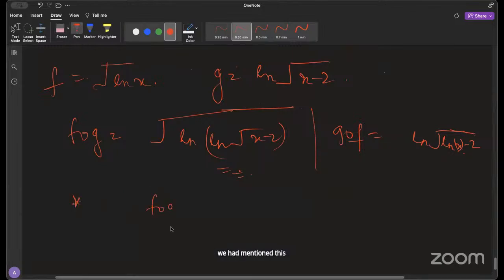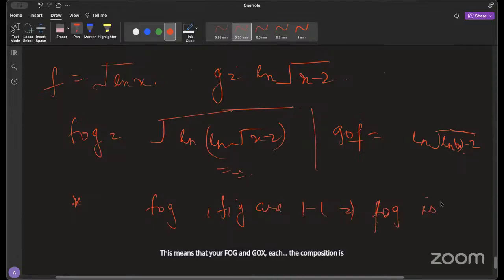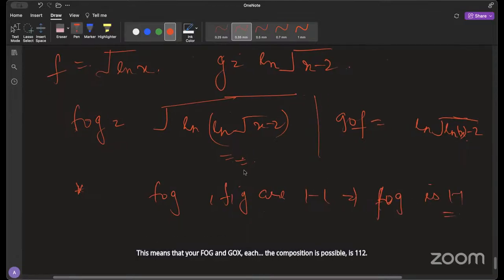If FOG is there and both f and g are one-one, this means that your FOG and GOF, if the composition is possible, is one-one too. So if you look at this, this is a composition of two one-one functions. So this is going to be one-one. Taking the square root of a one-one function keeps it a one-one function.